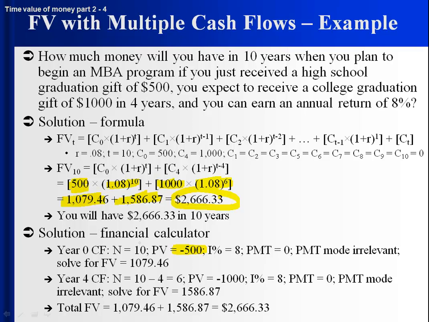I'm going to use the financial calculator. Put in 500. 10 years later, at 8%, you'd wind up with 1079.46. Put in 1,000. You don't know how much you'll have in 10 years, but you invest in 4, so it's only invested for 6 years. At 8%, 1586.87, and then you add them up.